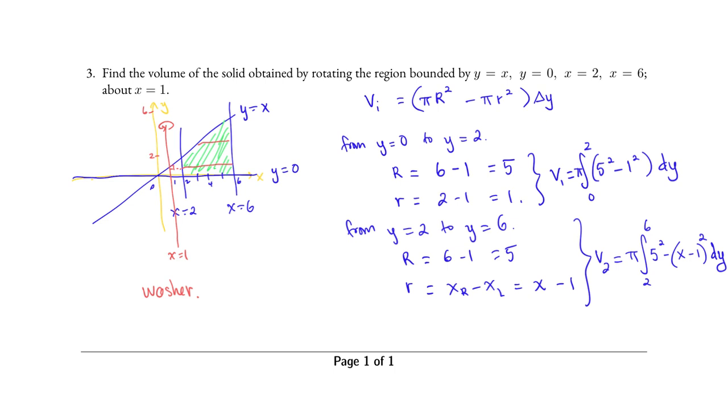But this is not good because the variable of integration is y. We need to express the integrand in terms of y as well, but y equals x, so x is y. Thus the total volume is pi, the integral from 0 to 2, 5 squared is 25, minus 1 squared, 24, dy, plus pi, the integral from 2 to 6, 5 squared is 25 minus, but again, we can't use x in the integrand because the variable of integration is y. But since y equals x, we can easily replace x with y.